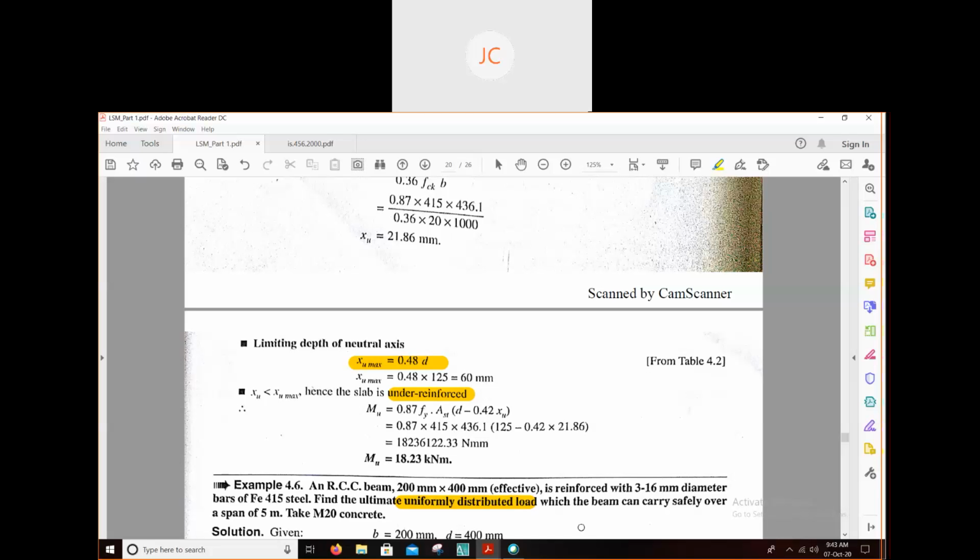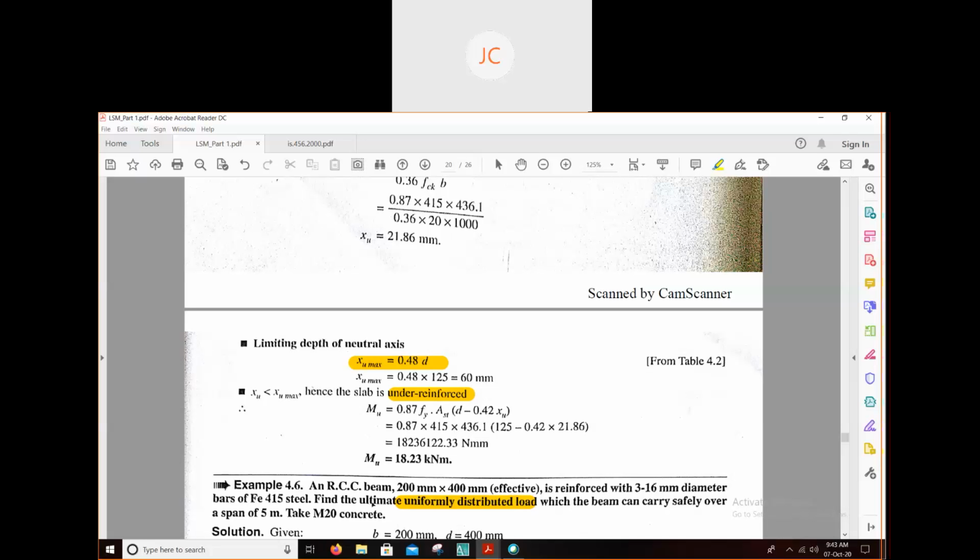After finding out the moment of resistance, what we have to do is equate that value with the maximum bending moment, which is WL square by 8, because it is a simply supported beam. So WL square by 8 equals the moment of resistance, and from that we can find out the value of the uniformly distributed load.